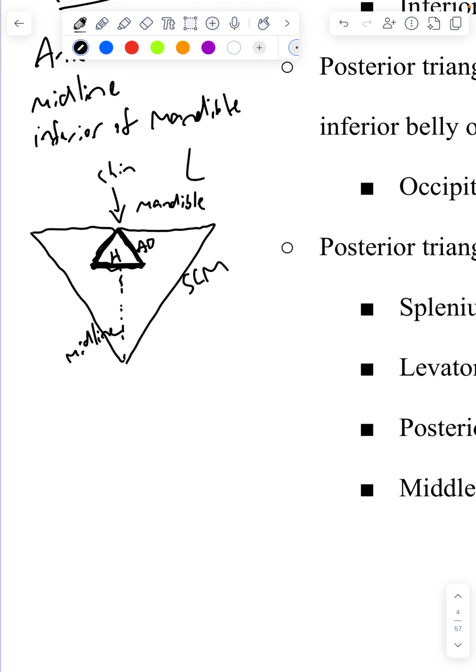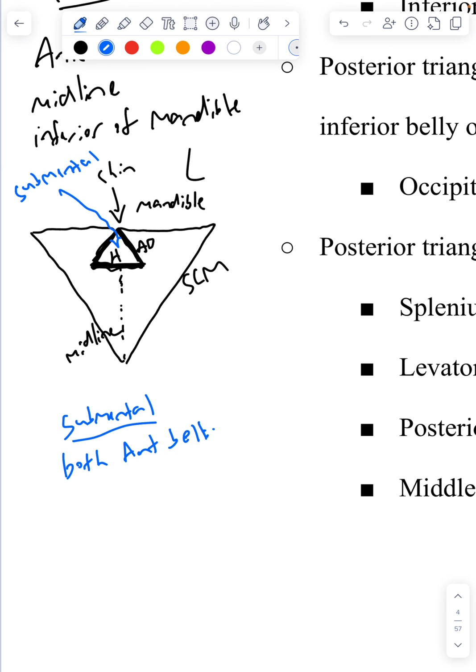So this triangle, let's do blue, is your submental triangle, which is going to have your submental lymph nodes. And we'll go over those contents. So the borders of your submental, you have both anterior bellies, so right and left, of digastric muscle. And then the other border, or the bottom part, is your hyoid bone. So that's your submental triangle.